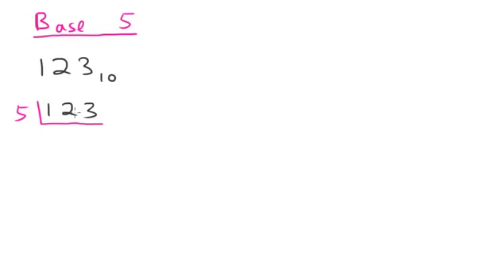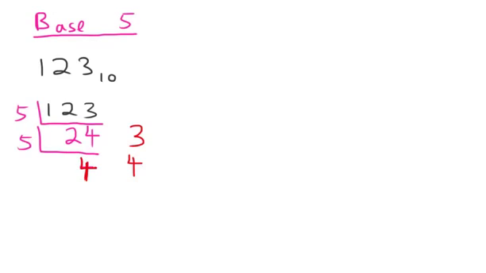So what do you get? 123 divided by 5, you get 24, and a remainder of 3. Then divide by 24 by 5. We have 4, remainder 4. Could 4 be divided by 5 further? No, we can't divide the 4 by 5 anymore. So we stop here.